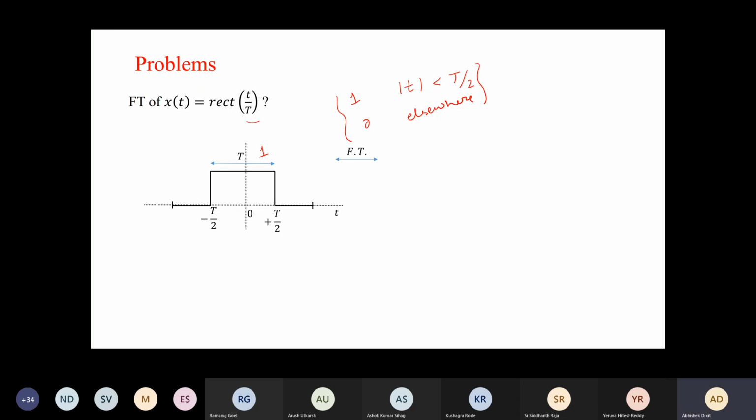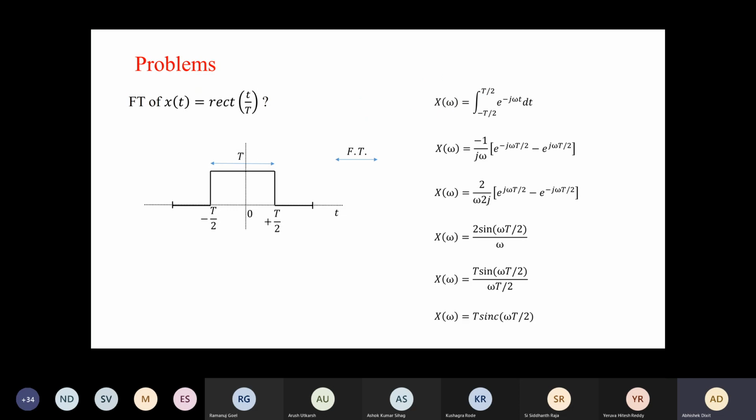Now what is the Fourier transform of this? It's easy. We can just solve this using integration. So X(omega) is simply the integral of e to the power minus j omega t dt, and we have to choose the limits as minus T by 2 to plus T by 2. And every one of you can solve it, so I'm not repeating all the steps. You can look through all these steps. I think solving this integration is quite easy. The final answer for this transform is this function. And we got a similar answer in Fourier series also. So you have to remember the answer that this is T sinc omega T by 2.